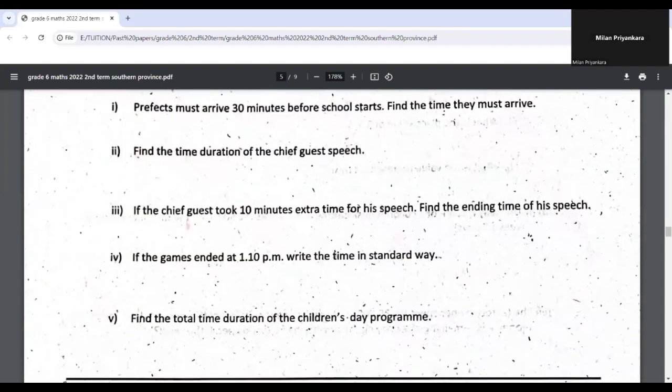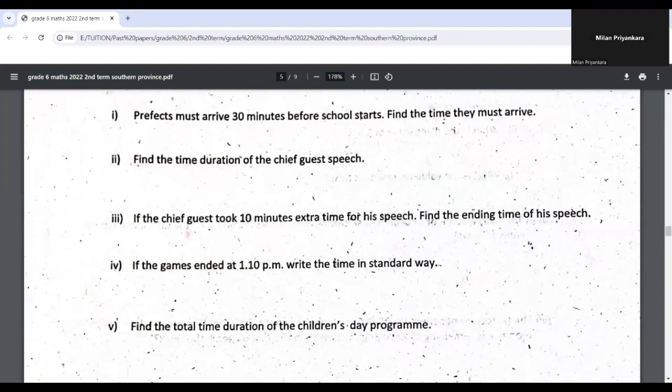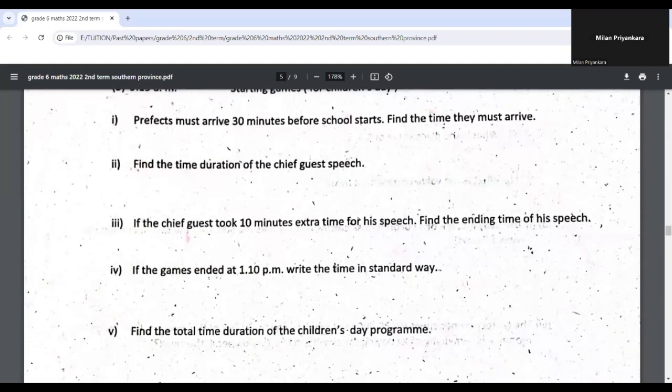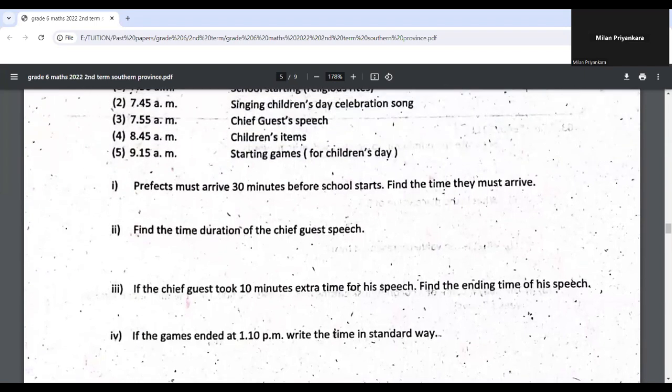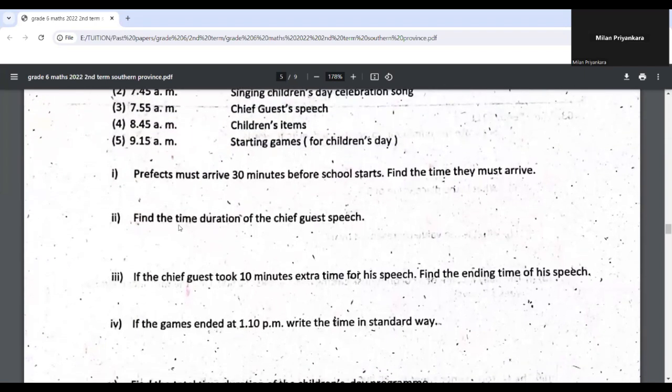If the games ended at 1:10 p.m., write the time in the standard way. It is something like this: 1 is 13, so 13:10. You do not write any AM or PM when you write in the standard way, which is the 24-hour clock. Right?